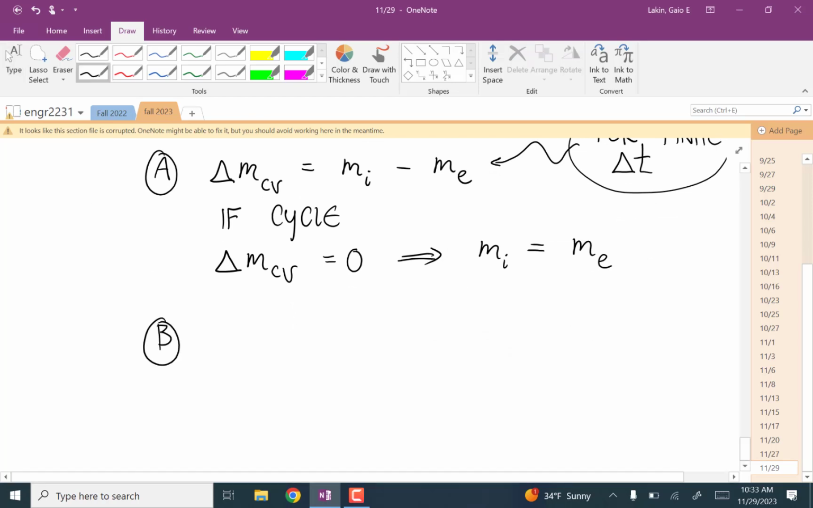Second is the differential form. We use this one more often. The derivative of the mass in the control volume with respect to time is equal to the mass flow rate coming in at the inlet minus the mass flow rate leaving at the exit. This is the differential form.